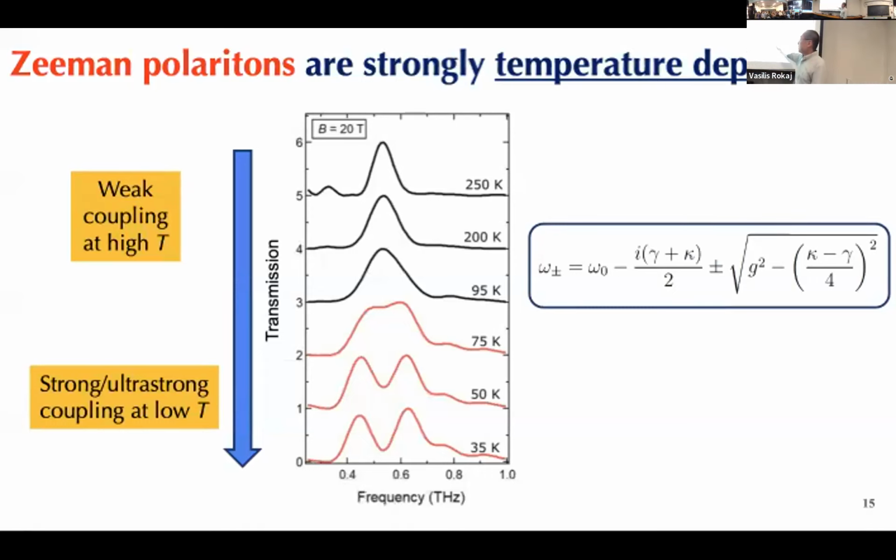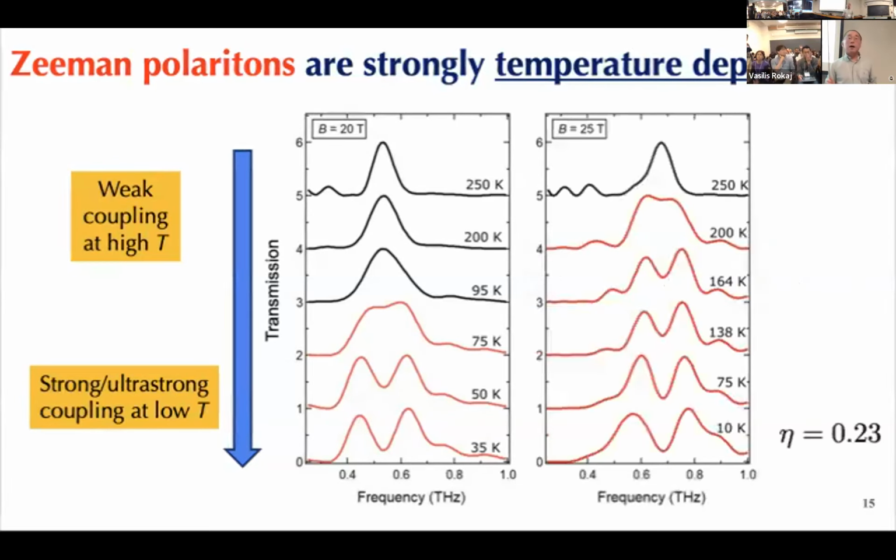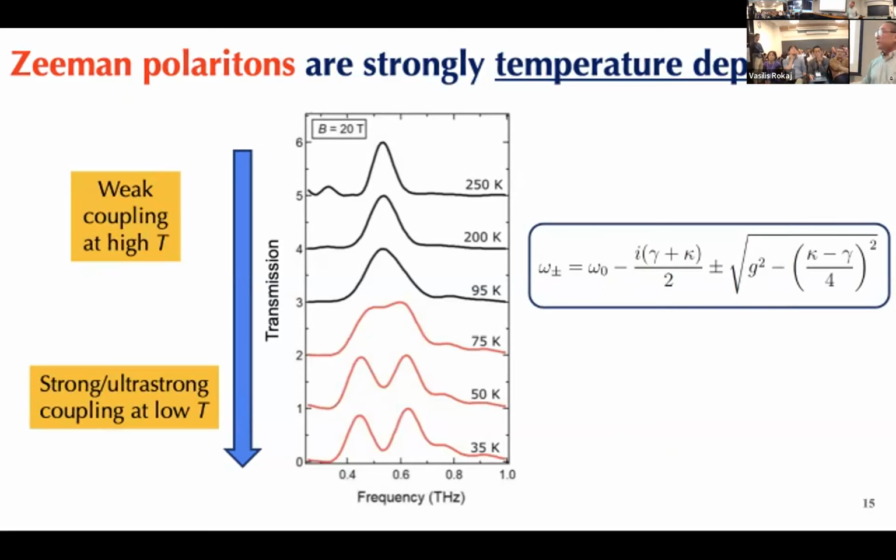Above this temperature, there's a single solution in the real part. G is smaller than this, so the frequency is just omega zero. But below this, G wins. G becomes larger than this, so the real part develops two solutions, while the imaginary part has only one. But it also changes frequency.